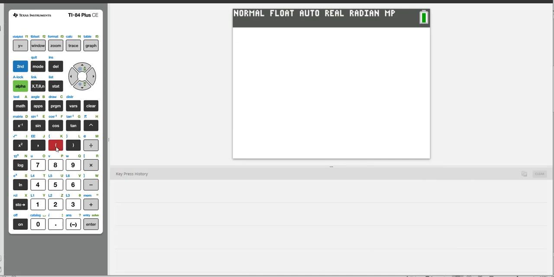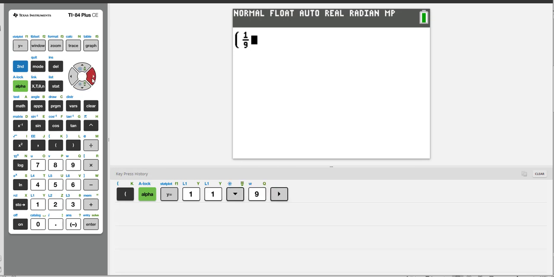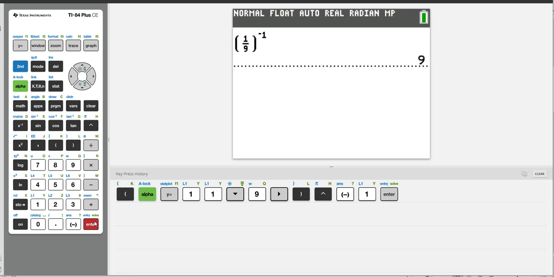press open parentheses, alpha y equals number 1, type in 1 and press the down arrow, type in 9 and press the right arrow, press close parentheses and the caret key, type in -1. Press enter. This gives an answer of 9.